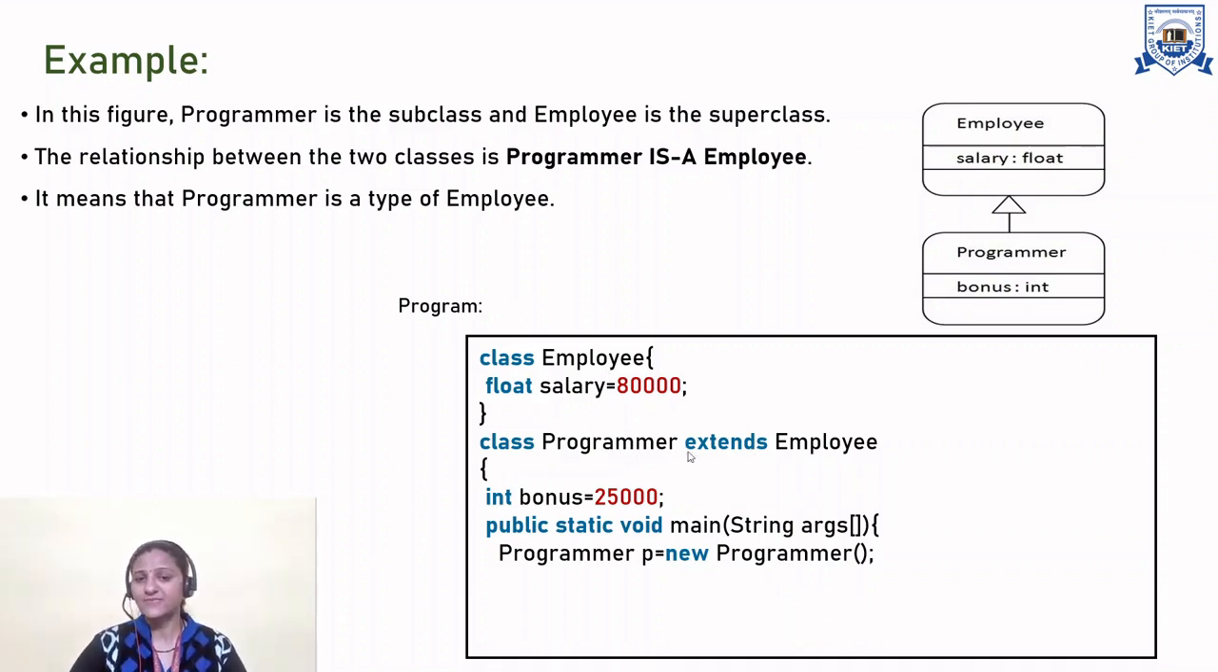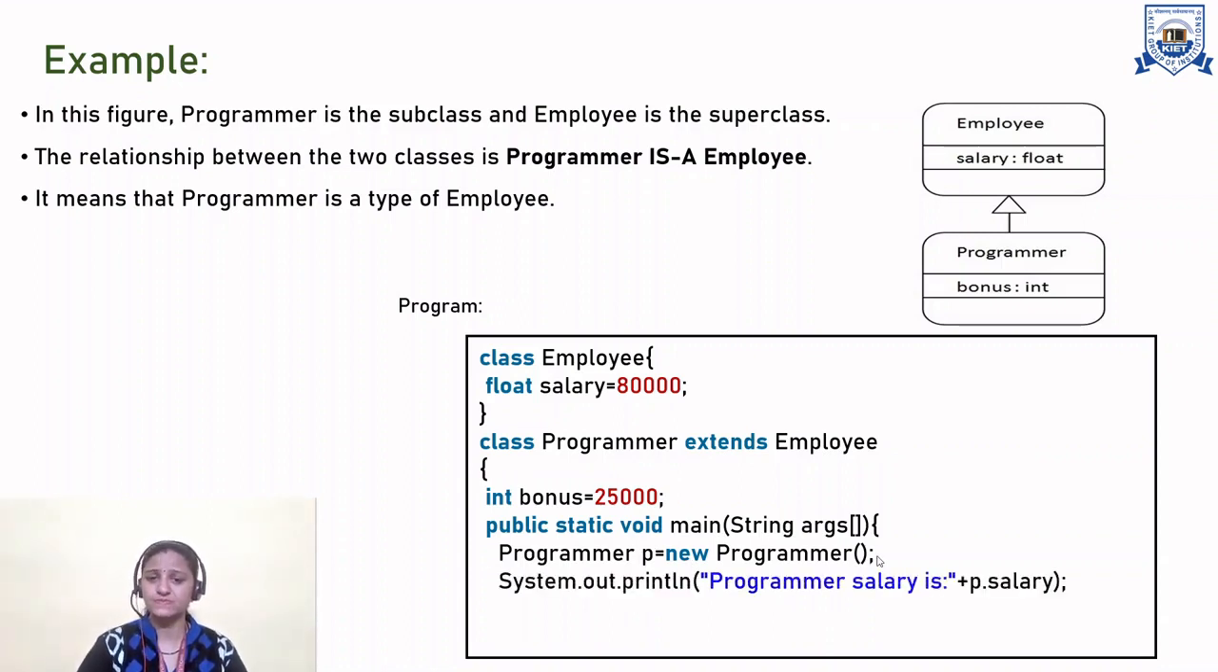So it has both the features. It is including its own as well as the parent's. So we'll make the object of this child class, programmer. Its object is P, created with the help of the new keyword. Then we displayed the salary with the help of this object, P dot salary.